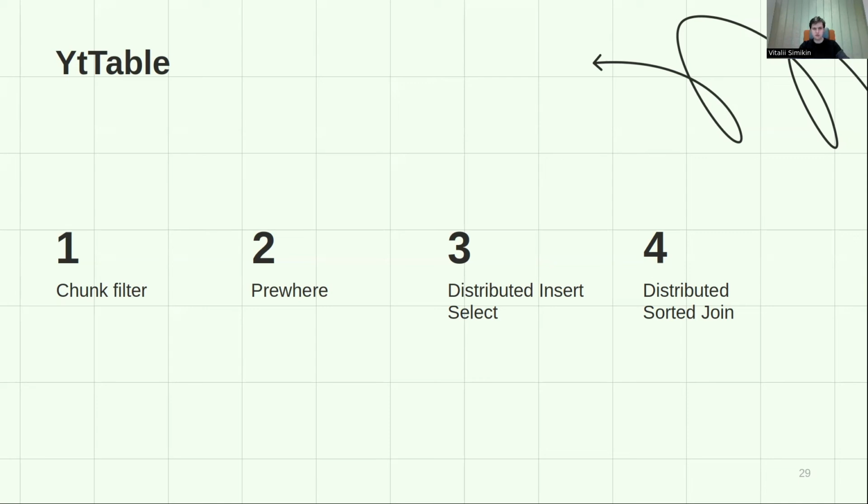We also have distributed insert select, which is also implemented in YtTable. This means that the insert into select queries that do not require the final aggregation or sorting step on the coordinator side can write to the table concurrently without sending all data through the coordinator. This significantly speeds up the writing process. Finally, we've got distributed sorted join. This is yet another YtTable feature that enables efficiently joining large tables if they are both sorted.